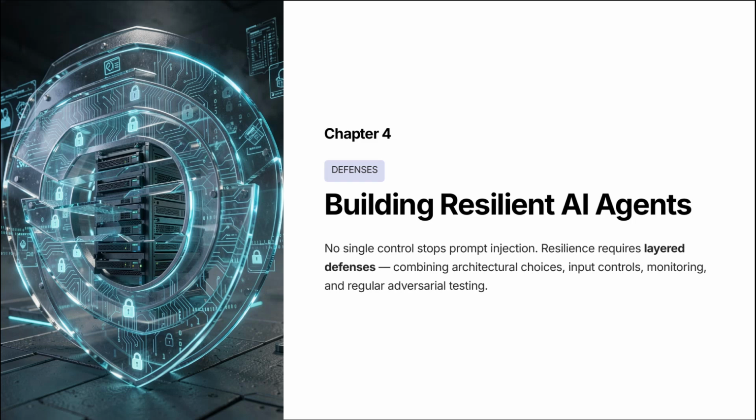Chapter 4 focuses on defenses for building resilient AI agents. The key idea here is that prompt injection is not something you solve with a single filter or one protective rule. Effective defense comes from layers working together. That means making strong architectural decisions, applying controls to what the agent receives, monitoring how it behaves in production, and testing it regularly with adversarial scenarios. Resilience is really about reducing the chance of compromise and limiting the impact if something does get through.